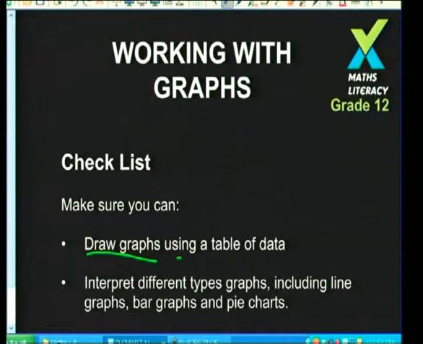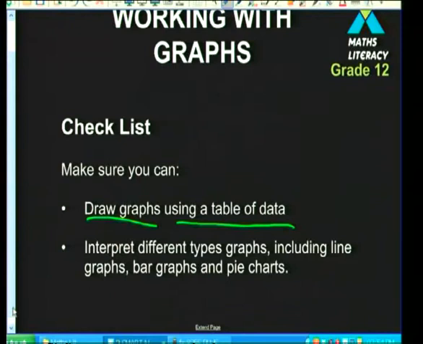But there's nothing to stop an examiner giving you some sort of information that you've got to interpret, and with that interpretation then put it into a type of formula, and then from that formula, draw an actual graph. An examiner is allowed to do that, especially with paper two. But with paper one, what we're saying is you've got to be able to draw a graph using a table of data.